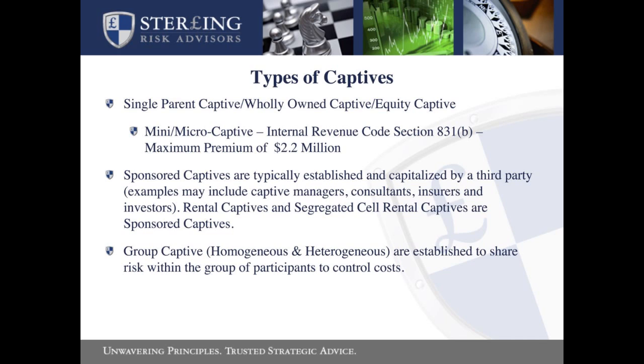And then group captives, and there can be group captives that have all homogeneous risk or all heterogeneous risk, and they're established to share risk within a group of participants to control cost. And that's very popular with smaller accounts that are maybe paying $250,000, $350,000 in premium. They can participate in a group captive and still have the benefits that they would have if they were owning or renting a captive of their own. They could just do it at smaller premium thresholds.